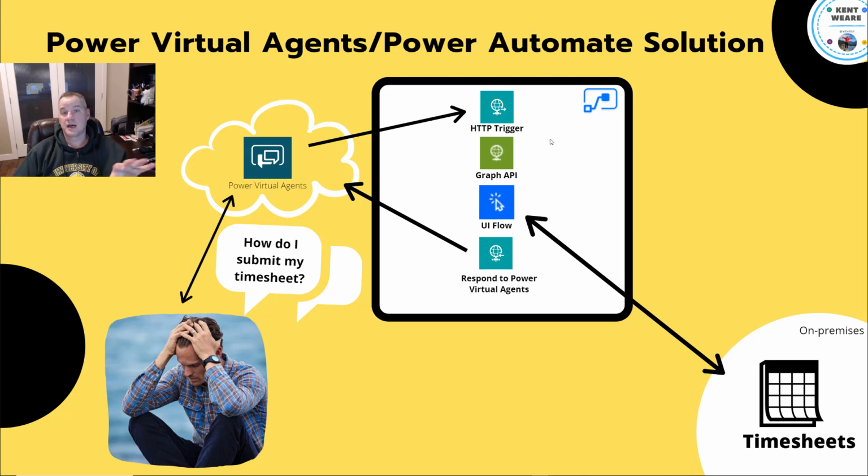And as I talked about earlier, that's going to run on our on-premises infrastructure. In this case, it's just going to be my local machine, but we've got the data gateway installed, and that's how our flow is going to communicate with that runtime. Once we've submitted the timesheet, we're going to get the response off of the web application and then return that indicator to our chatbot so that they know that their timesheet has been submitted successfully.